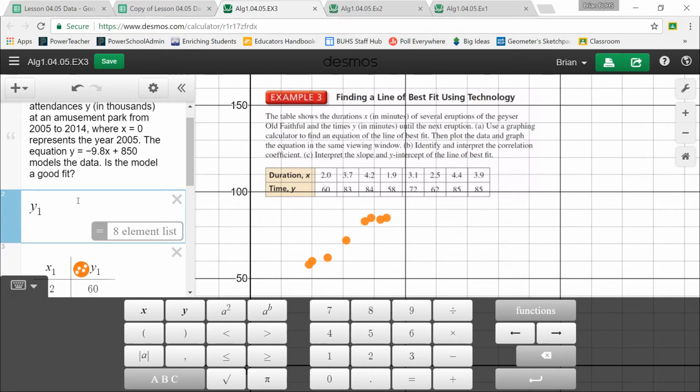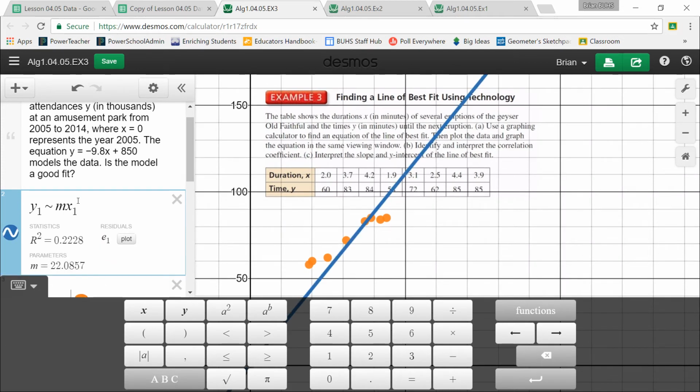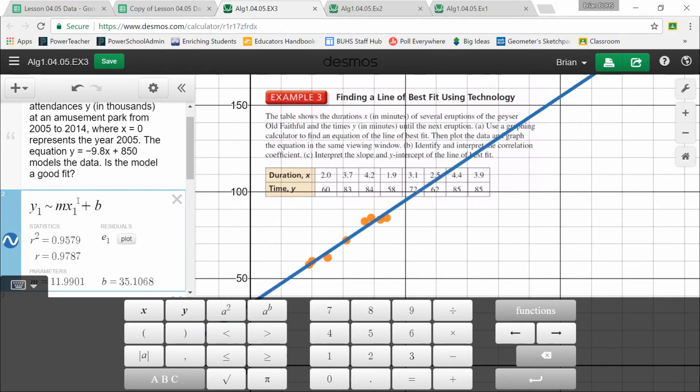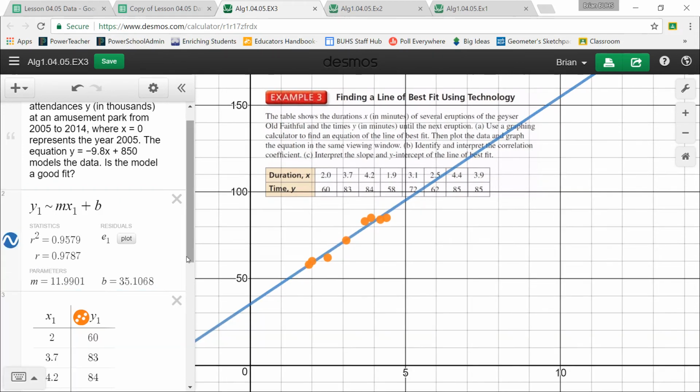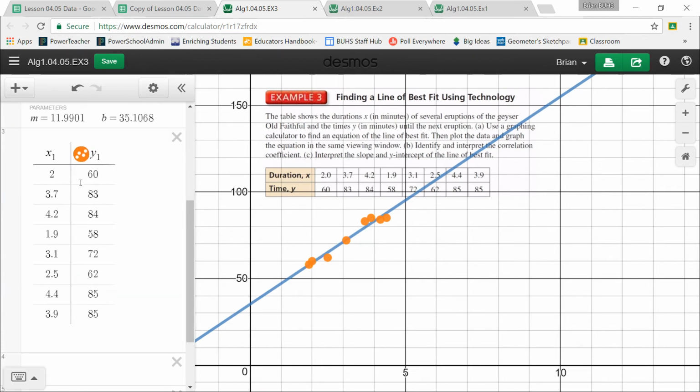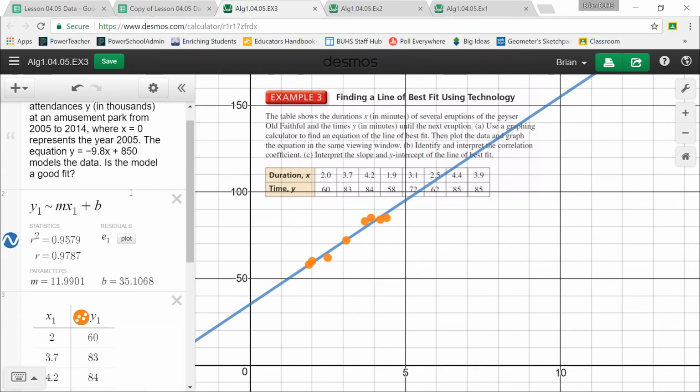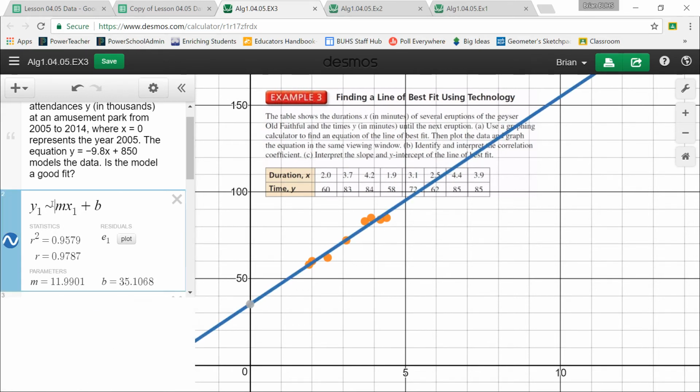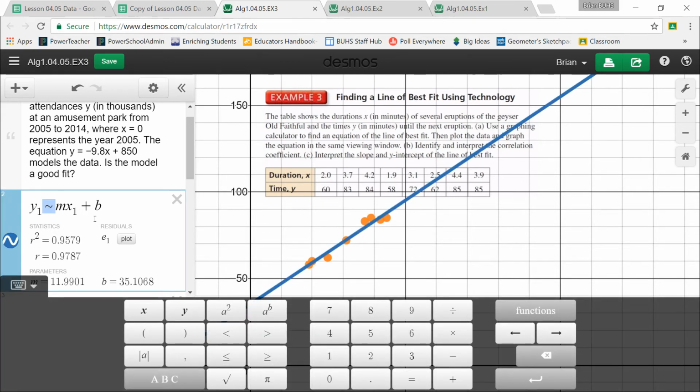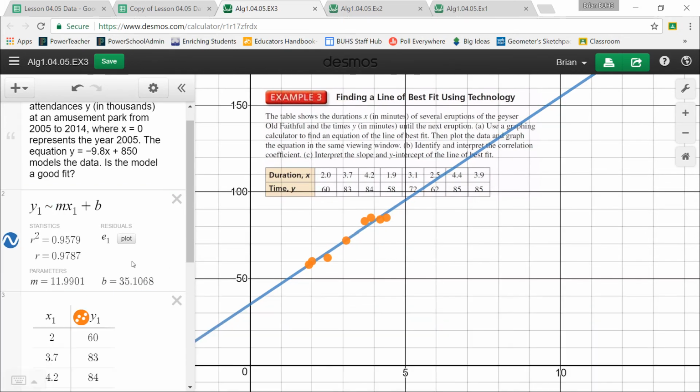Y1, tilde. Yeah, we're doing a line: mx1 plus b. Okay. So if I want to program this to find a best fit line based on some data that I copied and pasted or plugged in, this is what I do. I use the tilde, I reference my data points x1 and y1, and then it finds the best values of m and b possible. All right, now question, is this a good correlation?